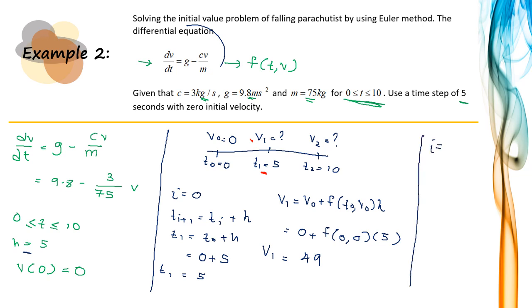Then we just continue. When i is equal to 1, we can calculate our t2. So t2 is equal to 10. What is the value when t is equal to 10? v2 is equal to 88.5.